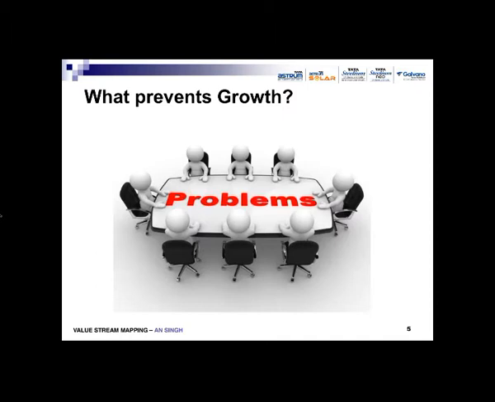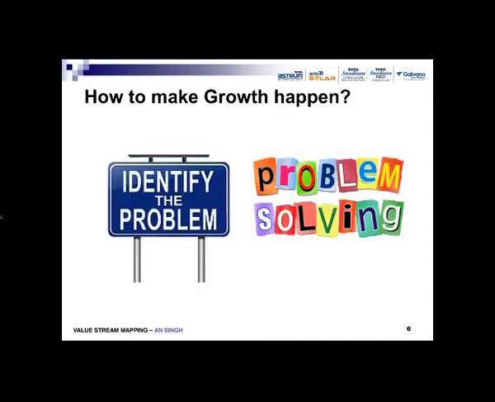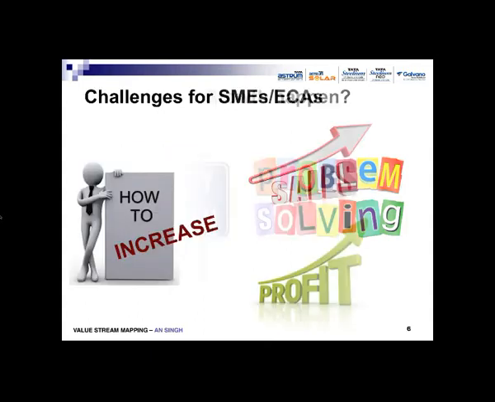So how to make growth happen? As I mentioned, a two-step journey. Basically, first we have to identify the problems and then solve those problems. So these are the two tools which we'll be discussing. Today is the value stream mapping, the tool for identifying the problems, and A3 problem solving we'll be discussing on the 15th of February as a remedial journey to make processes robust.